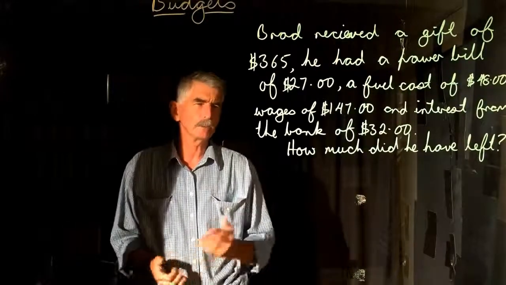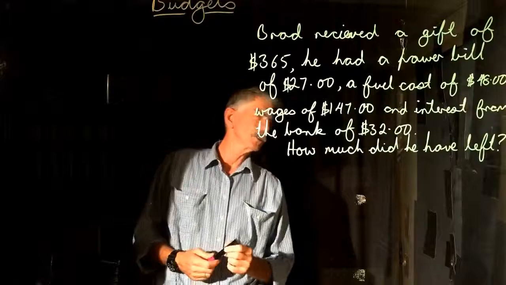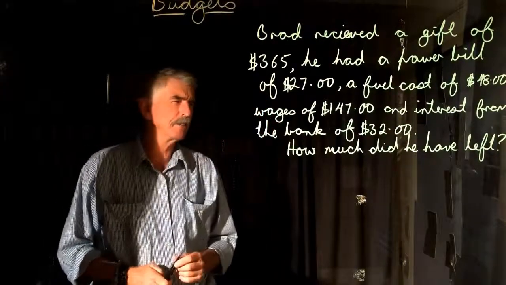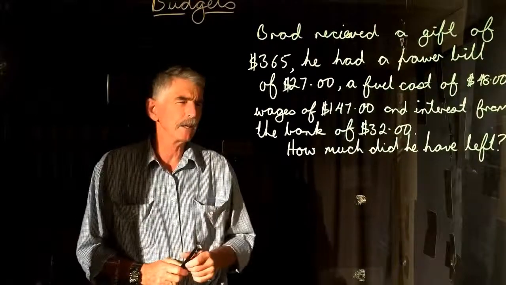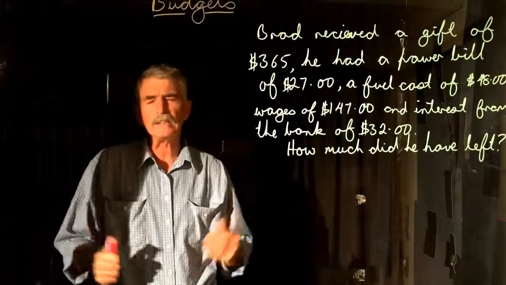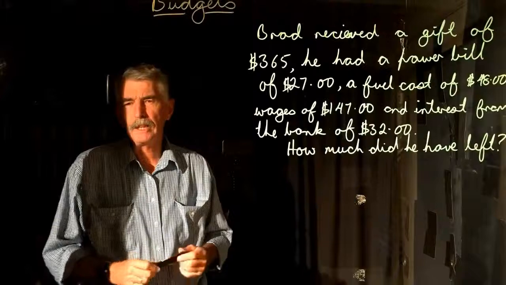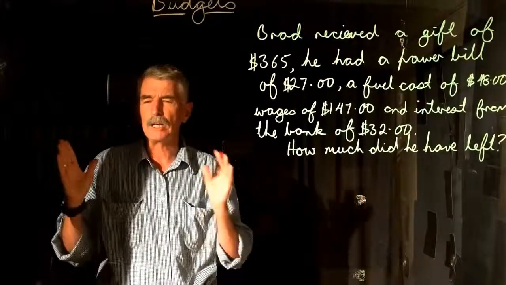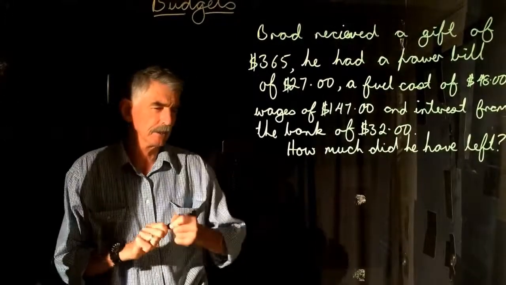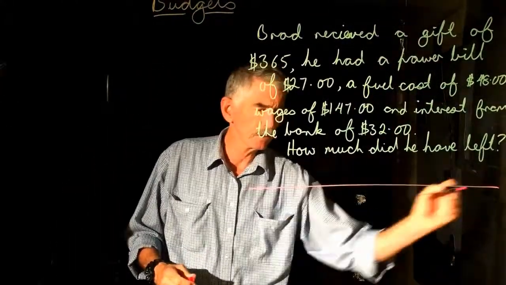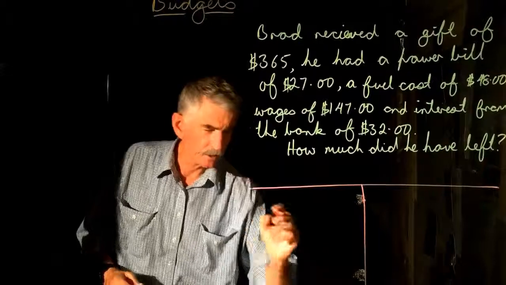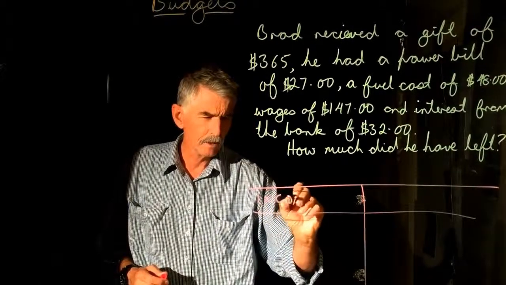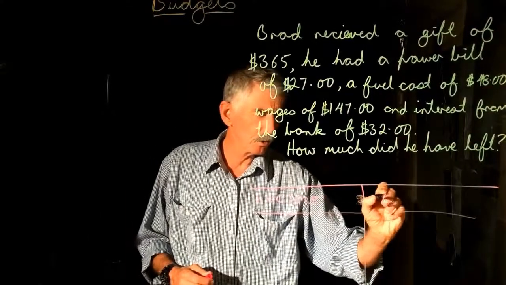He had a power bill of $27, a fuel cost of $48, he received wages of $147, and interest from the bank of $30. And the question is, how much money did he have over? So what we do before we start this is we break this up into income and expenditure. So we're going to draw a line across the top here, one down the side here, and we're going to call this side income, and this side we're going to call expenses.